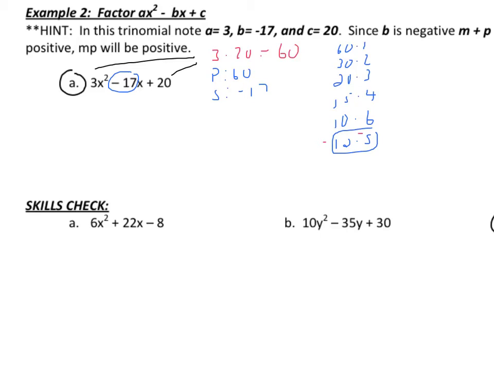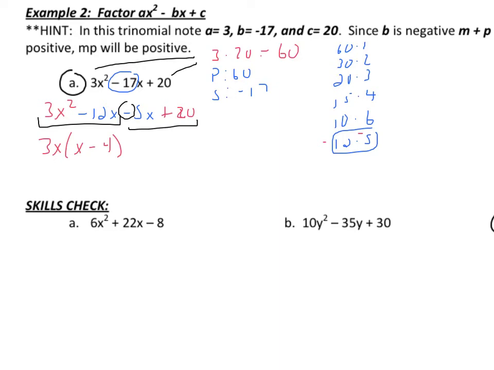They multiply to 60 and they add up to negative 17, which gives us 3x squared minus 12x minus 5x plus 20. We can group them together now. The first term has a 3x in common, which gives us x minus 4. And our second pair has a 5 in common, but whenever there's a negative in front, I highly recommend that you take out the negative with it.